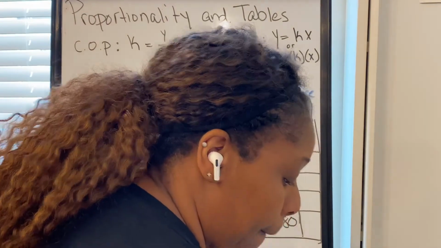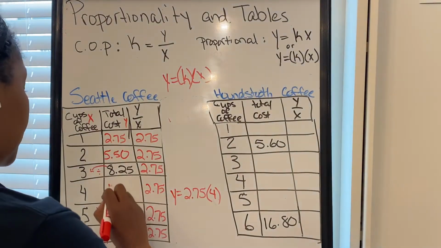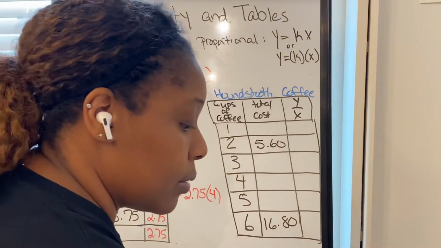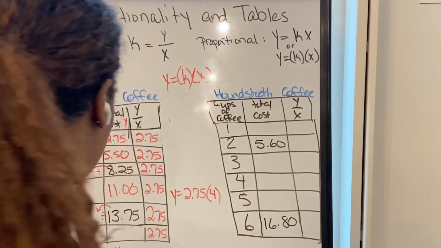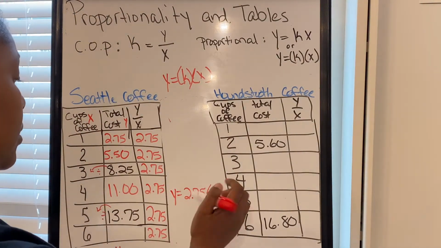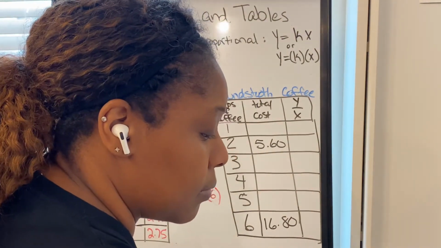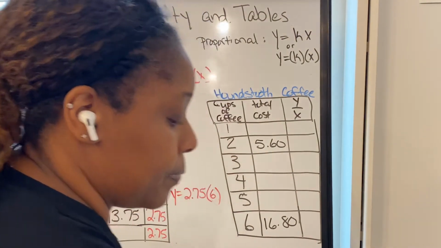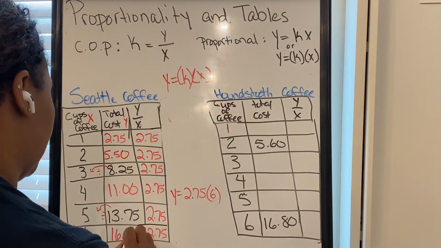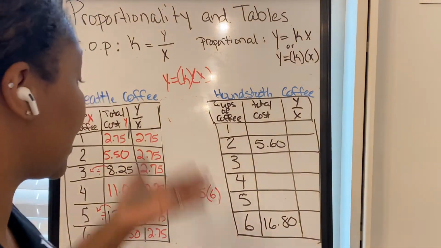$2.75 times 4. I'm just going to go ahead and tell you what that is. That's going to be $11. And then clear that out. Then we have $2.75 times 6. Should be $16.50. So guess what? I just filled out my whole table. Okay? That's all you do.